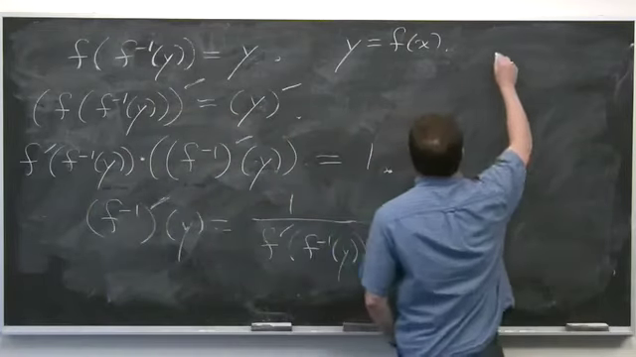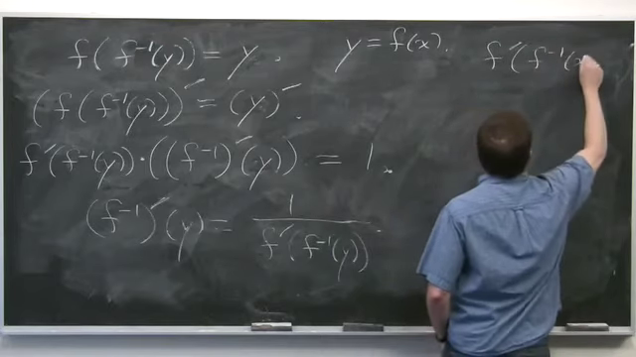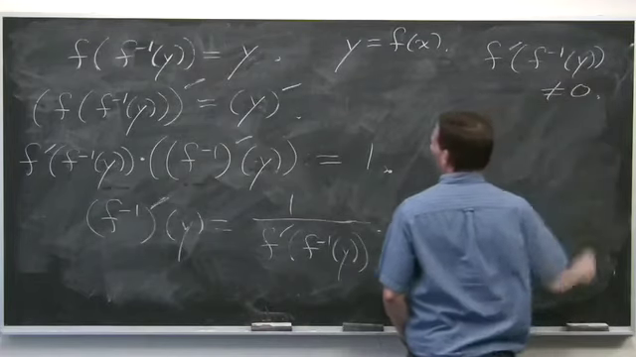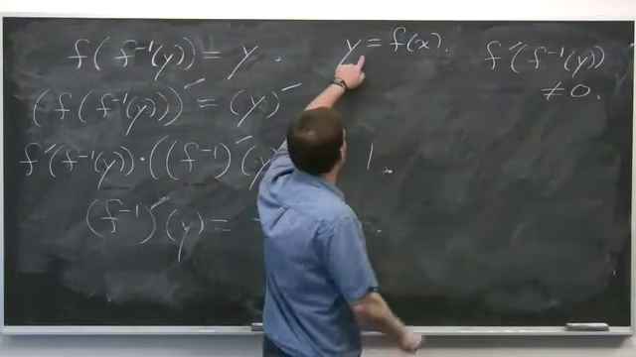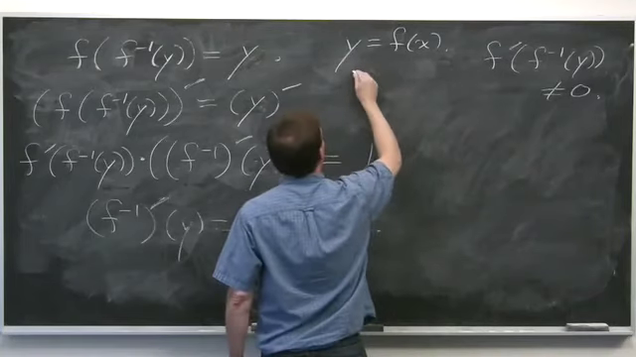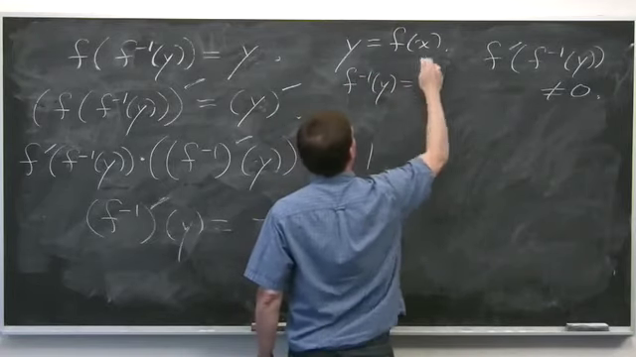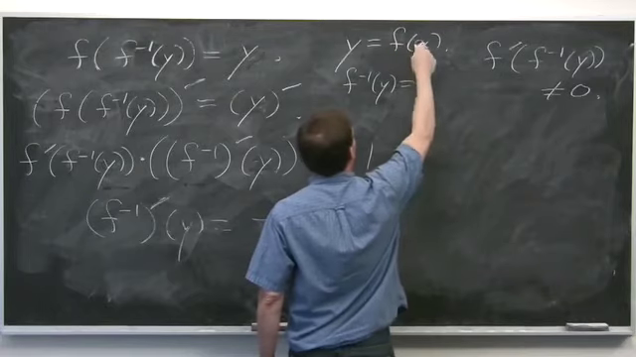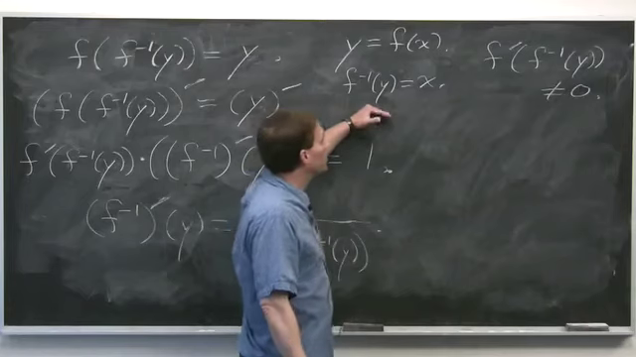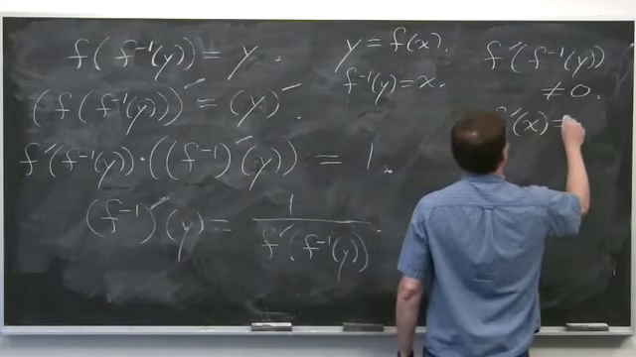So we need f prime at f inverse of y to be unequal to 0. F inverse of y: if y is f of x, then if you take f inverse of both sides, you get f inverse of y equals f inverse of f of x, but f inverse of f of x is just x. So you get f inverse of y is x. So our assumption is that f prime of x is unequal to 0.